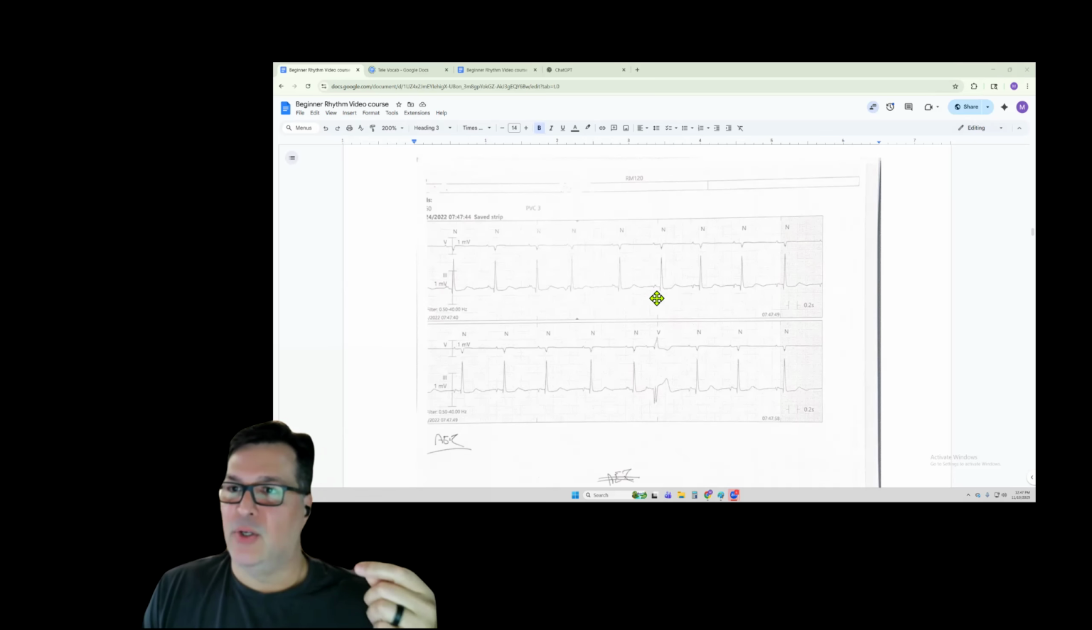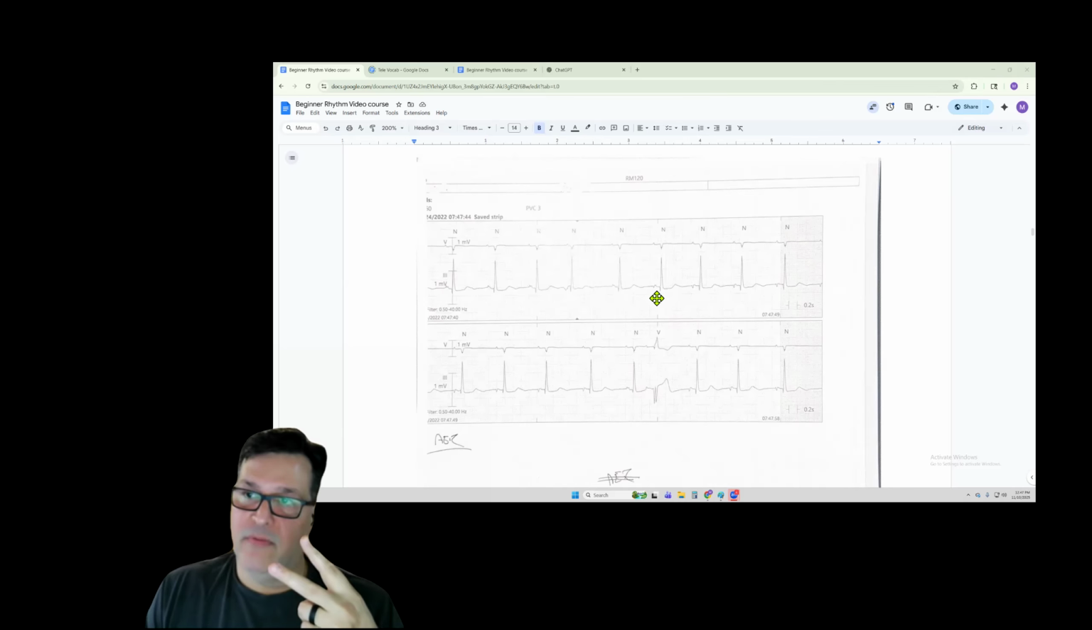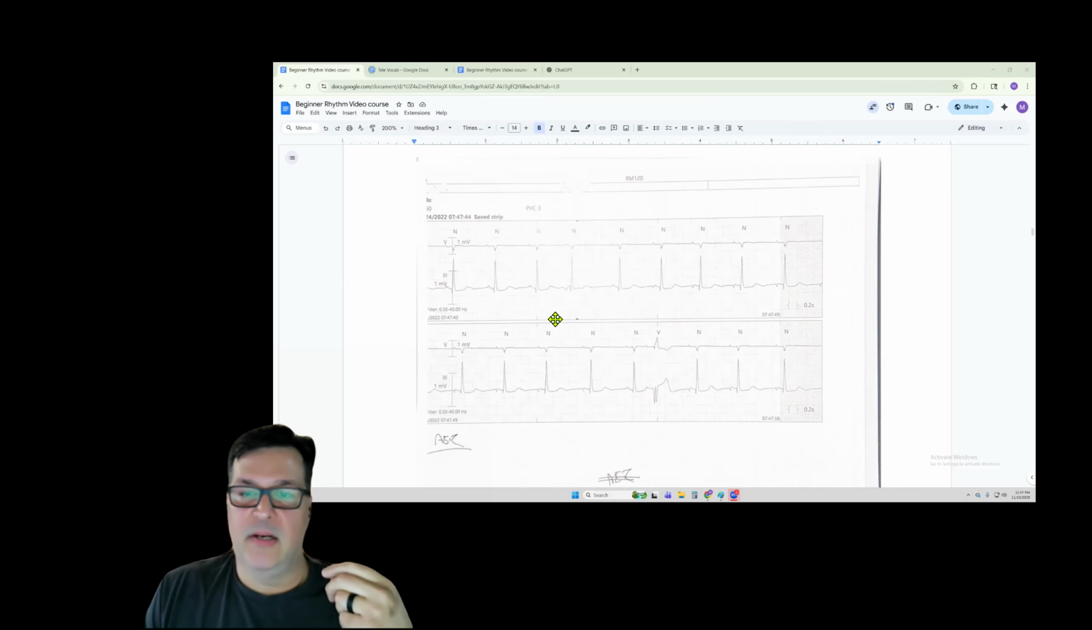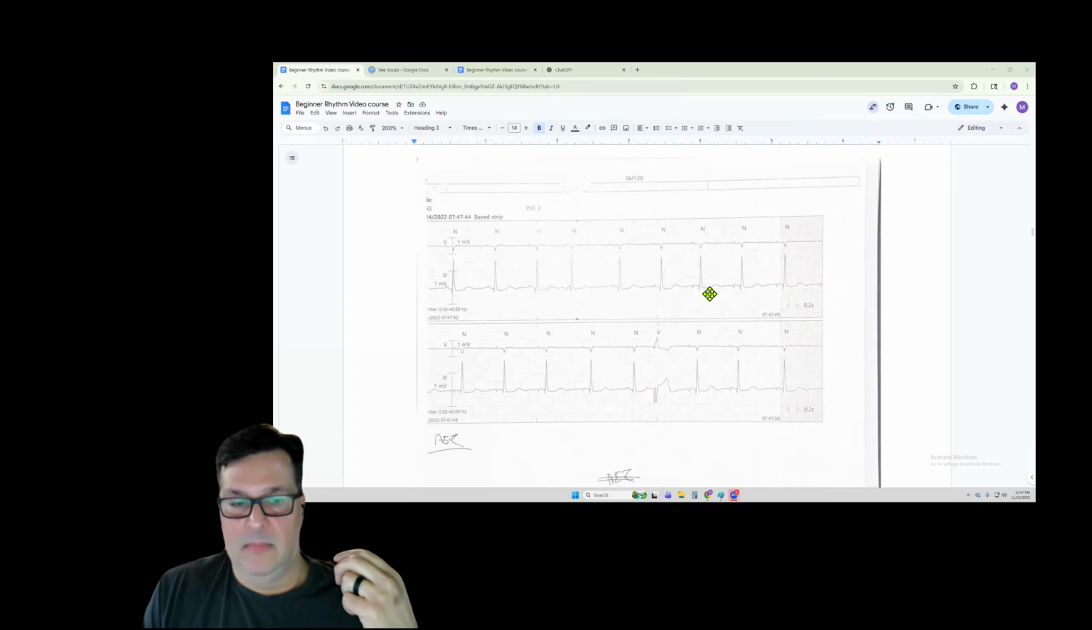So this would be an atrial rhythm where you have 2 different P waves. One's coming from the SA node, one's coming from the atrial chamber.